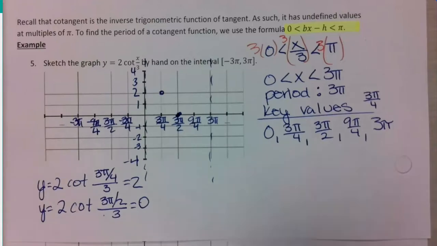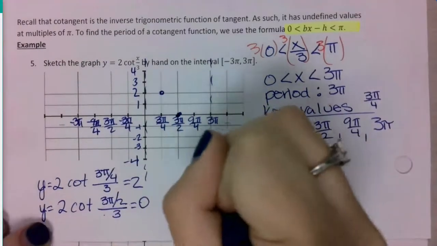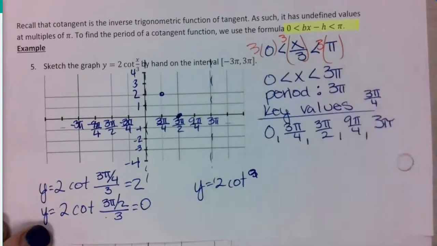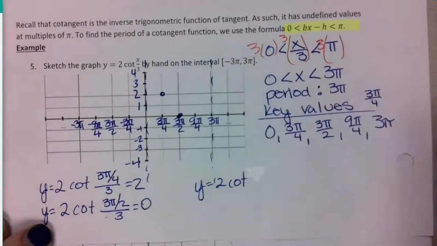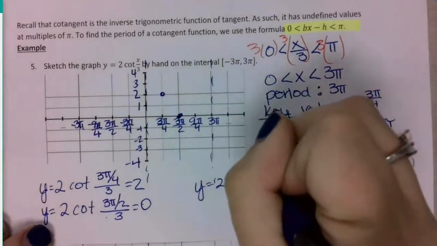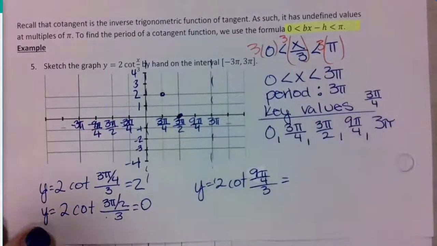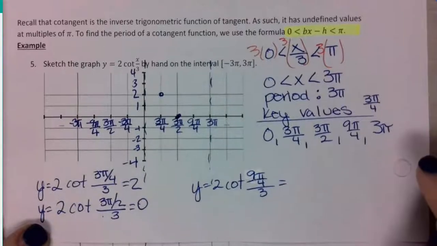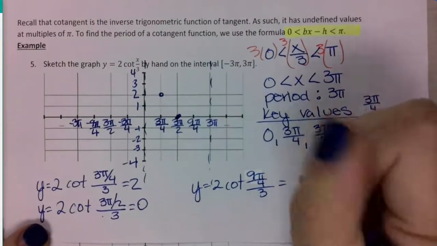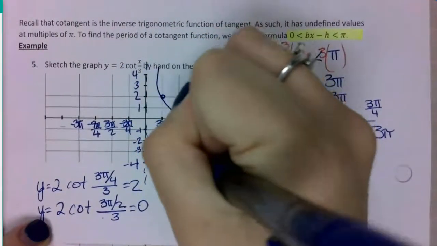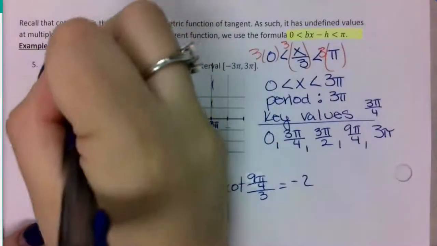Okay. Then I just want to go ahead and plug in my last one. And this gets me -2. So then I connect my points. And then this one wanted it from -3 pi to 3 pi, so I just need to copy it over.